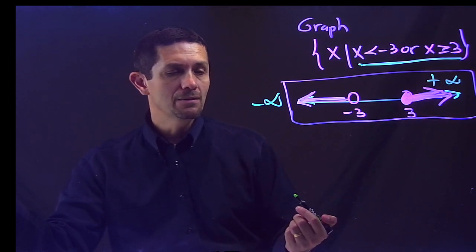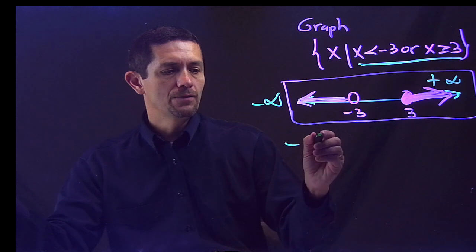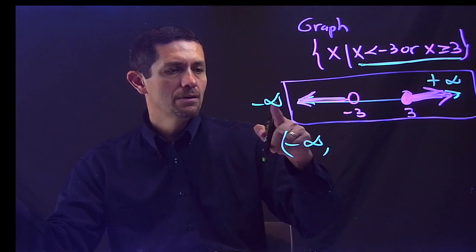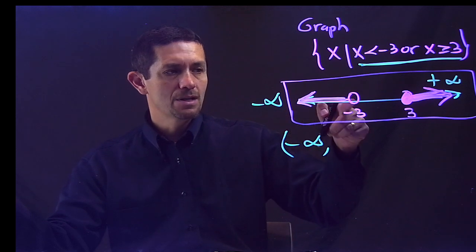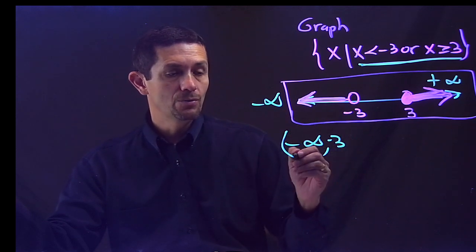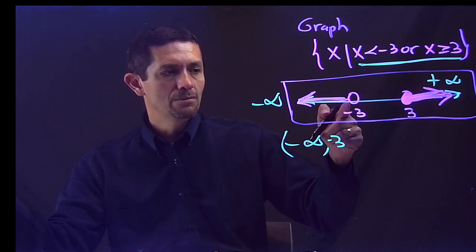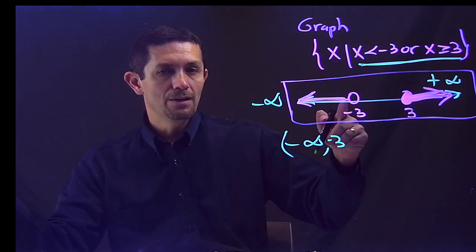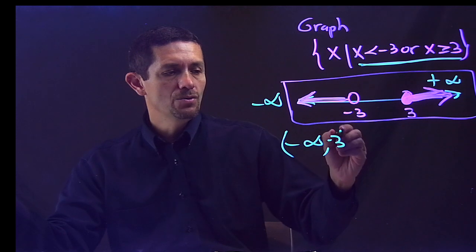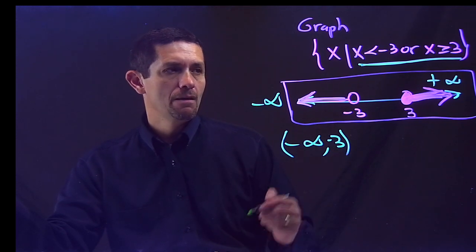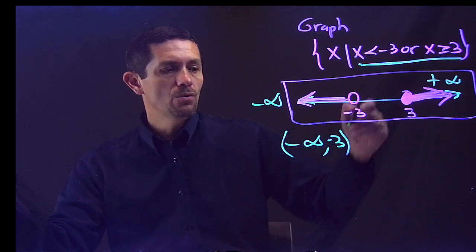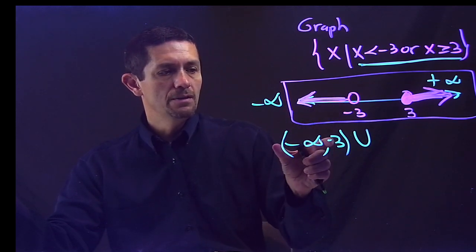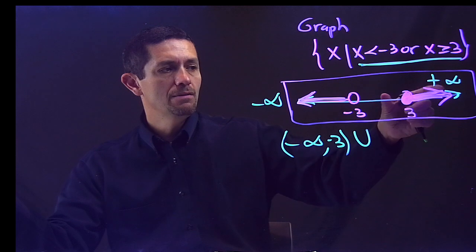So let's write those intervals. I start at negative infinity here, always parentheses, comma. My graph comes over here and stops right there at negative 3, because the circle is not shaded in, it is open. Then I use a parenthesis. Because my inequality is an or, I'm going to use a union. This interval united with that interval.